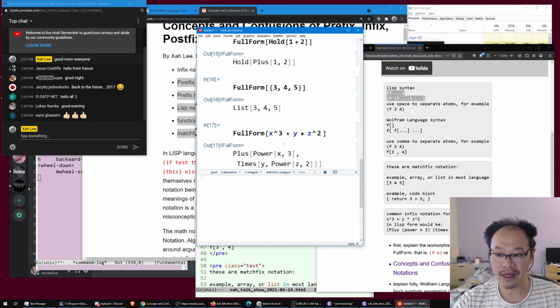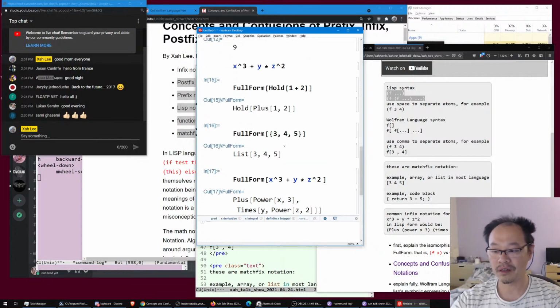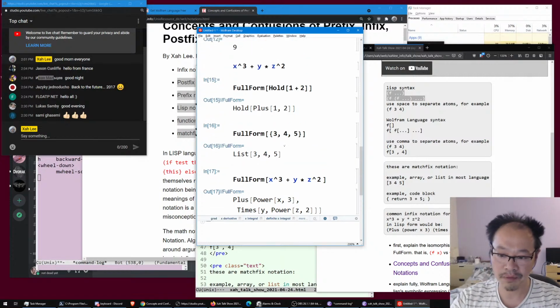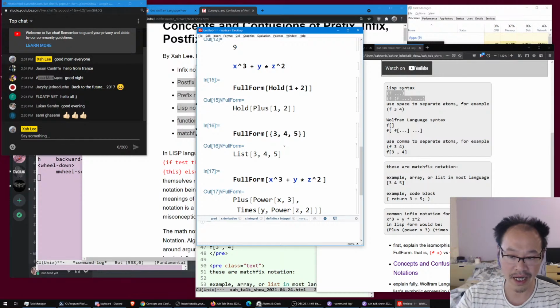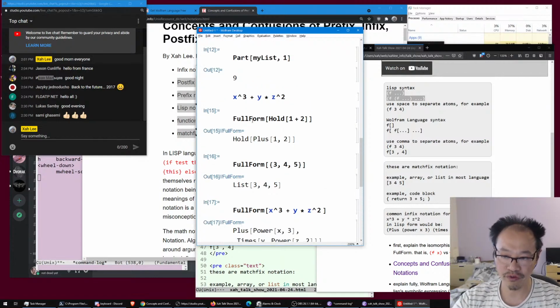Stephen Wolfram, I guess, knows a lot of Lisp. He borrowed the idea. He said, oh, that's a good idea. We need this meta expression. But in Mathematica, they don't call that. They just call it full form.